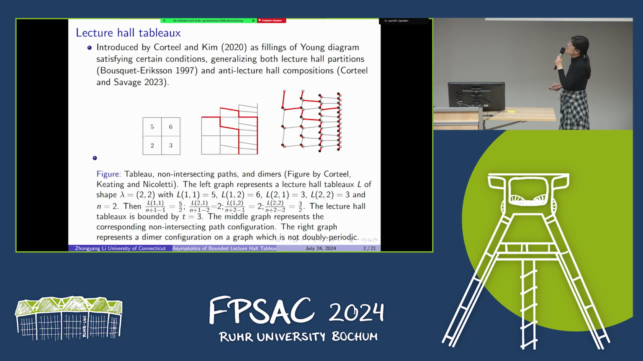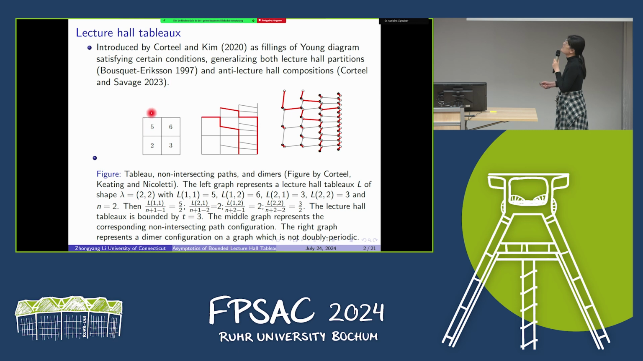So here we see a picture. In this case, we have a shape given by λ equal to (2,2), and n is equal to 2. Then L11 is 5, L12 is 6, L21 is 2, L22 is 3, and we can see that this filling divided by n plus j minus i is weakly decreasing along each row and strictly decreasing along each column. Here is an example of an electrical tableau.